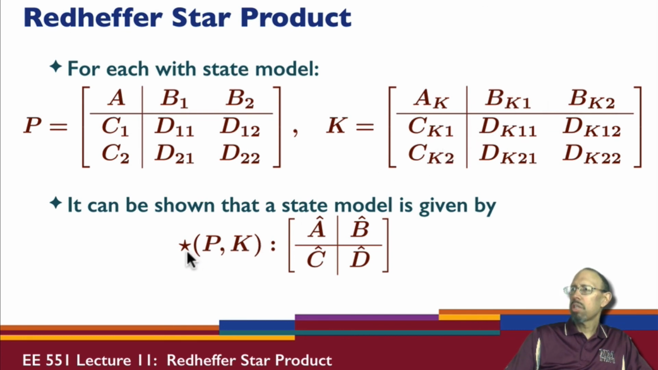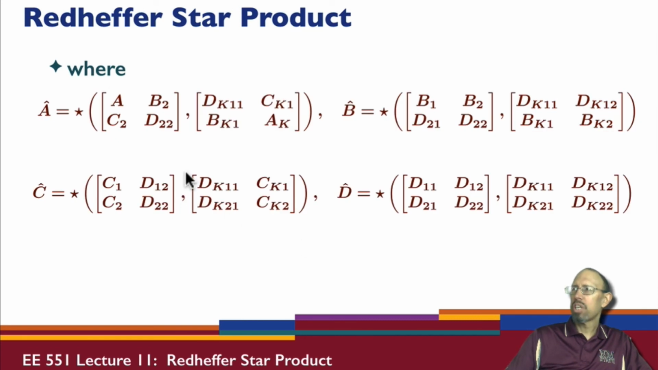So it can be shown that the Redheffer star product has a state model given by A hat, B hat, C hat, D hat. And what are A hat, B hat, C hat, and D hat? They're given by these expressions. Wow. So notice that A hat is the Redheffer star product of these 2 guys. But now, this is not a system. This is actually just a matrix. So it's not a system.